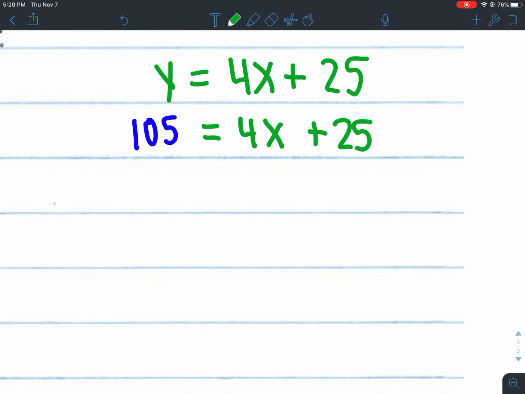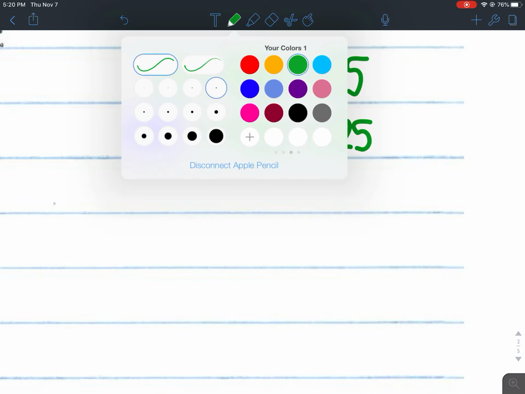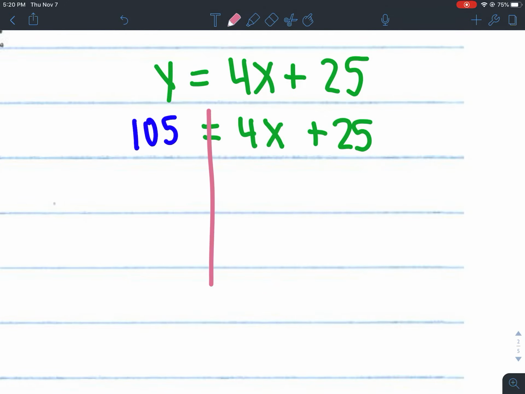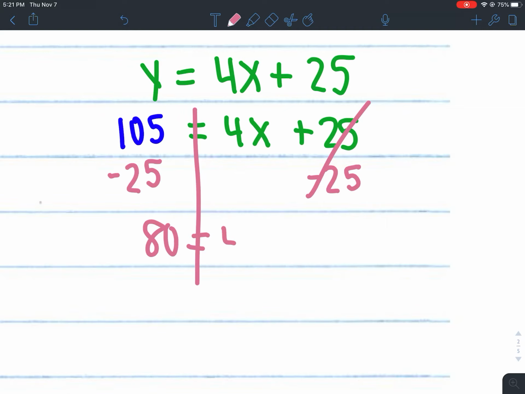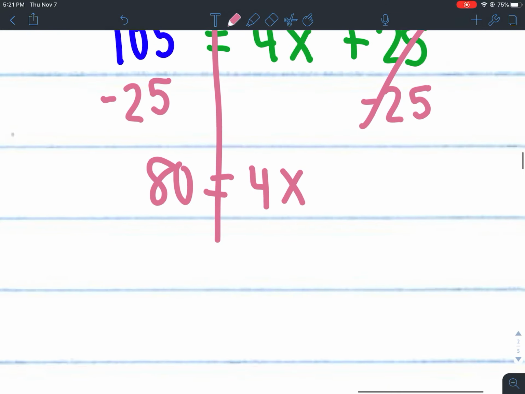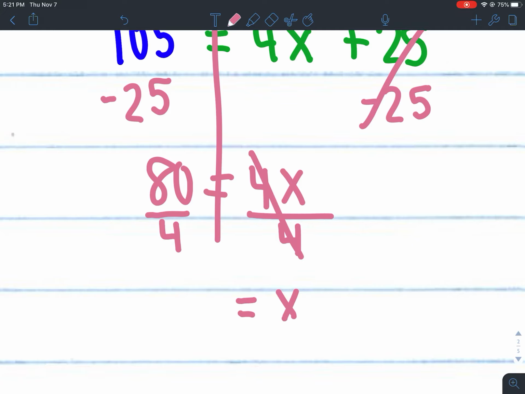Well, I only have one variable left, and remember x is your minutes, and we're trying to figure out what's the most amount of minutes, so we need to solve for x. So the first thing we're going to do is subtract 25 on both sides. 105 minus 25 is 80, equals 4x. We still want to get x by itself, so we're going to divide both sides by 4. We're dividing because 4 and x are being multiplied, so we have to do the opposite operation. So we have x equals 80 divided by 4, which is 20.